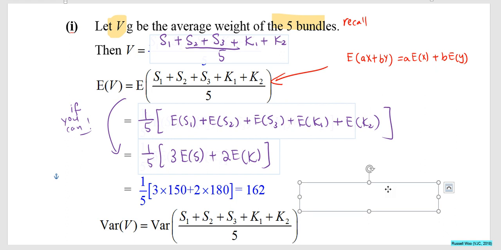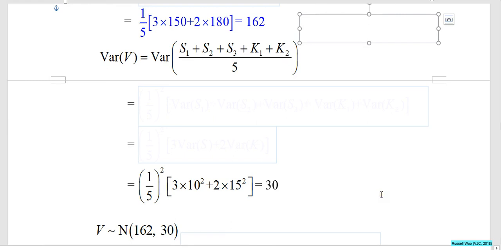Alright. Next, we have found the expected value, the mean. I need to find the variance. Can we apply the same thing? Can we do the same thing, but we recall this result?